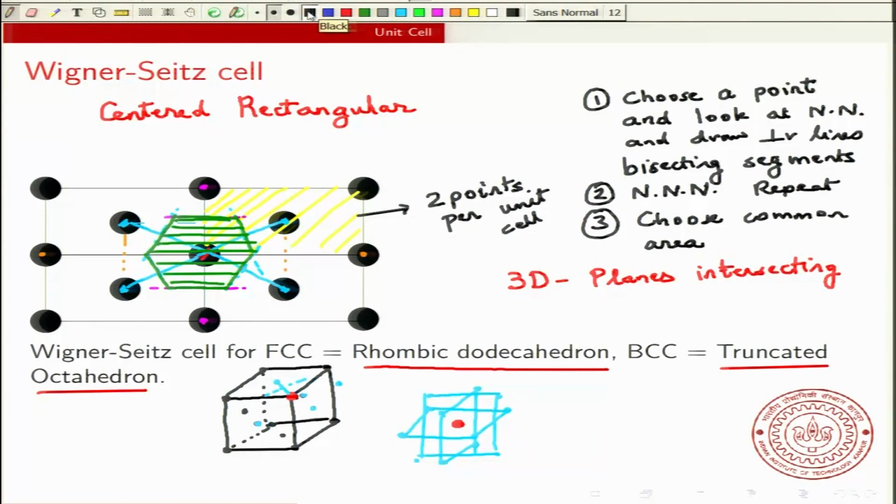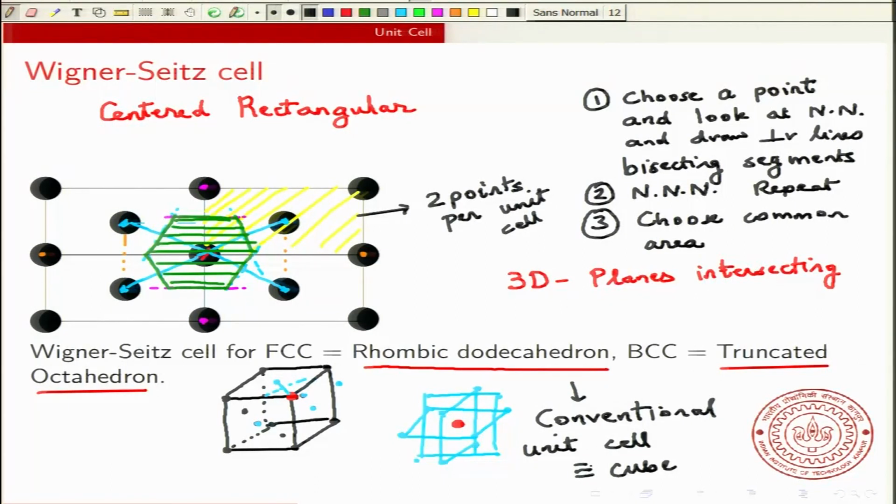However, when we are dealing with unit cells for FCC or BCC, we will use the conventional cell. So the conventional unit cell is a cube, and for FCC it has 4 points per unit cell. For BCC it has 2 points per unit cell.